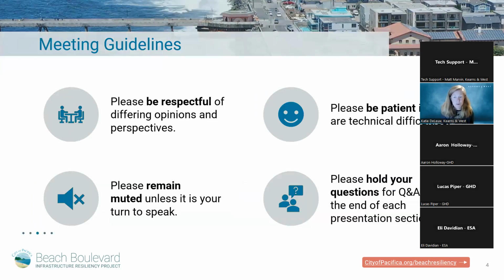Just to review some quick meeting guidelines that we ask everybody to please adhere to. We understand that there's a variety of different opinions and perspectives about the project, and we ask you to please be respectful of those varying opinions by keeping your questions brief and related to the project and the presentation content, and also by giving space to others. If you see that there are others who have questions, and you've already asked your questions, if you could please give others the chance to ask theirs.